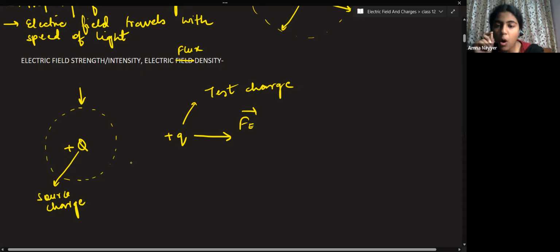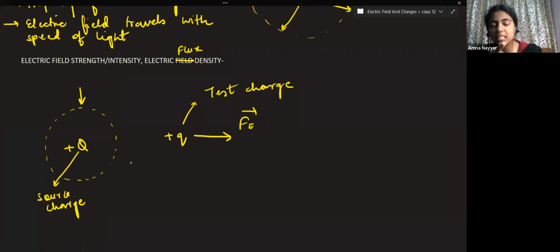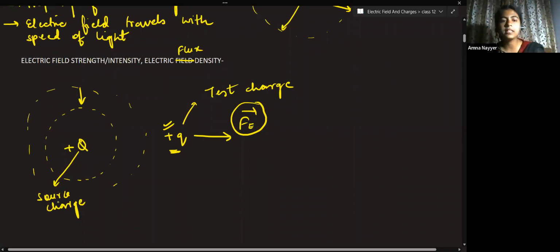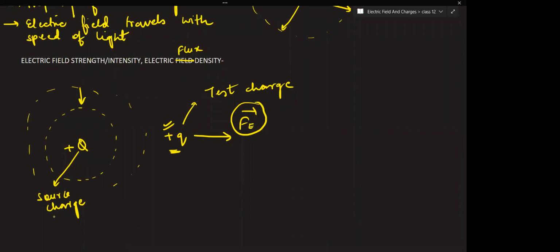Now see, all the electrical force experienced by this test charge due to the field of this source charge, that is known as the electrical field intensity. Whatever electrical force this is experiencing because of the electrical field exerted by the source charge, that is known as the electrical field intensity. All right, so whatever forces are occurring, let me write it down.